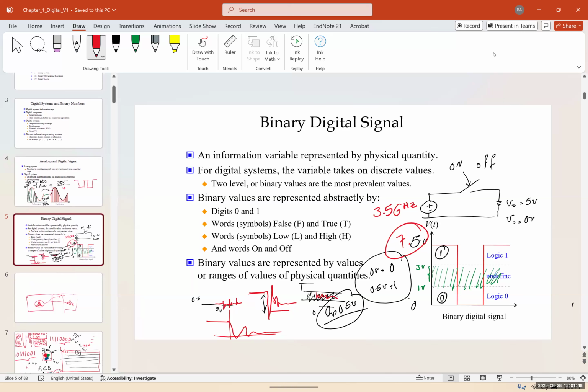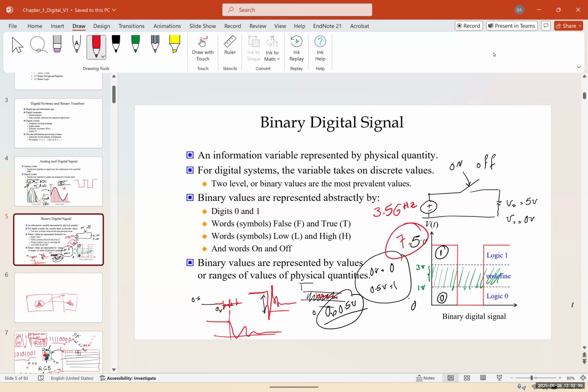Then we started with the binary digital system and how a binary digital signal works. We have different levels. If it's a binary, we have zeros and ones. 0 usually means it's 0 volts, and 1 usually means 3 volts or 5 volts, depending on our system.